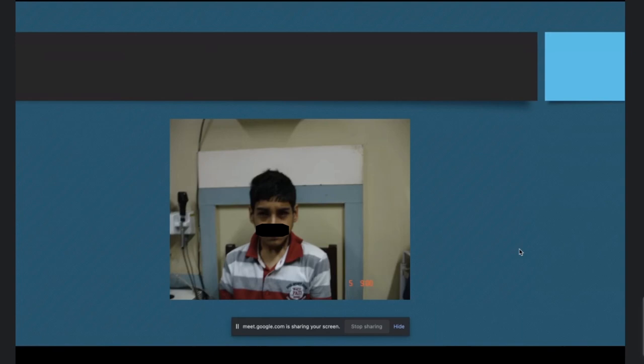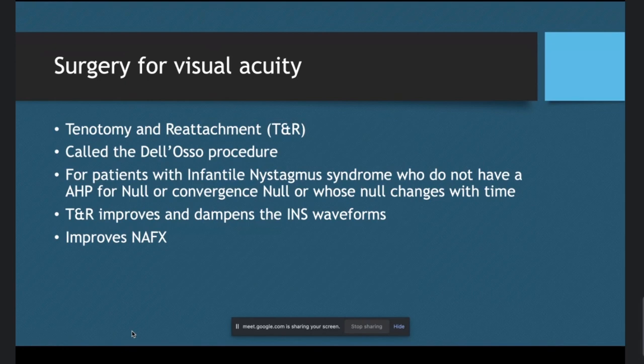What do you do for visual acuity? Remember, we talked about the vision being degraded by the nystagmus. So that is a procedure called tenotomy and reattachment. It is also called the Dell'Osso procedure. And it basically improves and dampens the INS waveforms. This is for INS patients who do not have an abnormal head posture. That is the important distinguishing feature between this and all the other surgeries. You don't have to have an AHP at all, but you can do a tenotomy and reattachment. And if you actually do waveform recording, you'll find the NAFX has improved. Okay? The expanded nystagmus acuity function has improved.